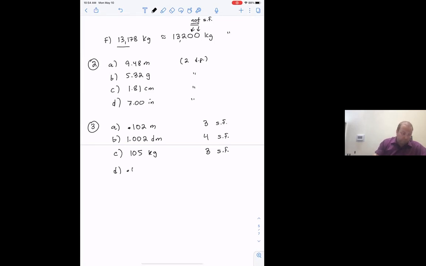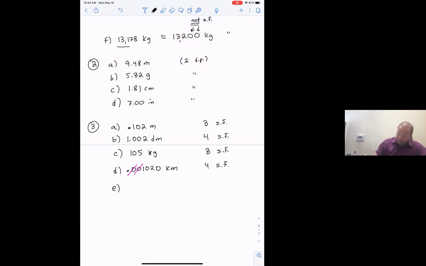D, 0.001020 kilometers. Leading zeros, not significant. 1 and 2, significant. 0 sandwiched in between, significant. Trailing 0 after a decimal place, significant. We have 4 significant figures.